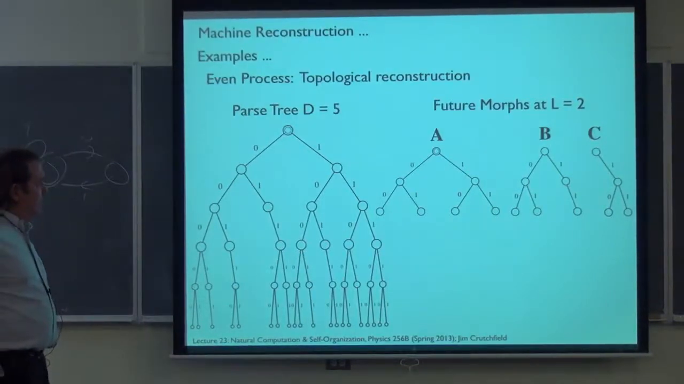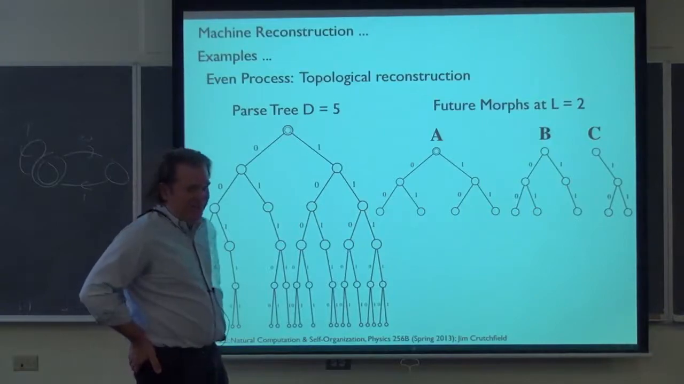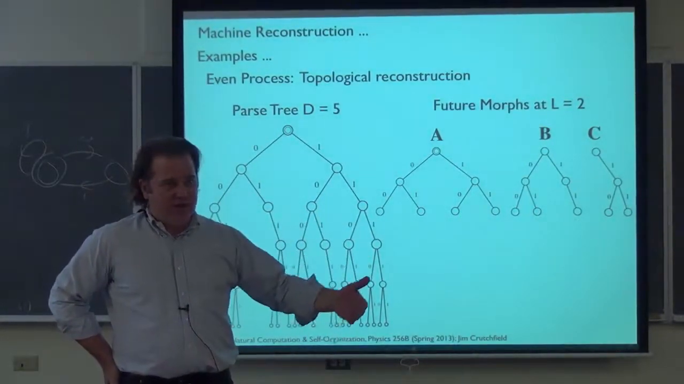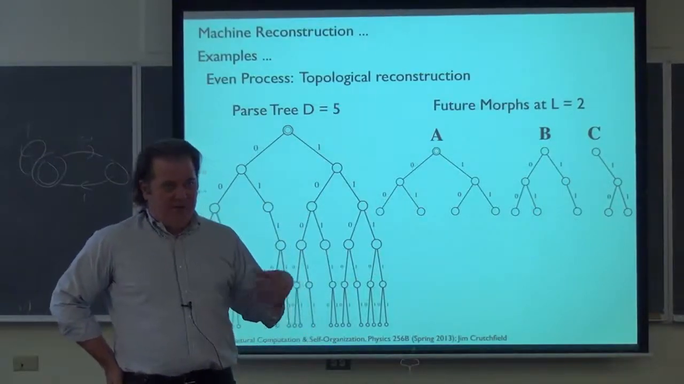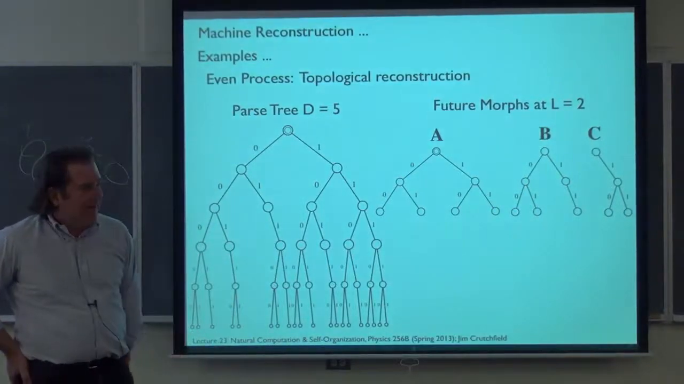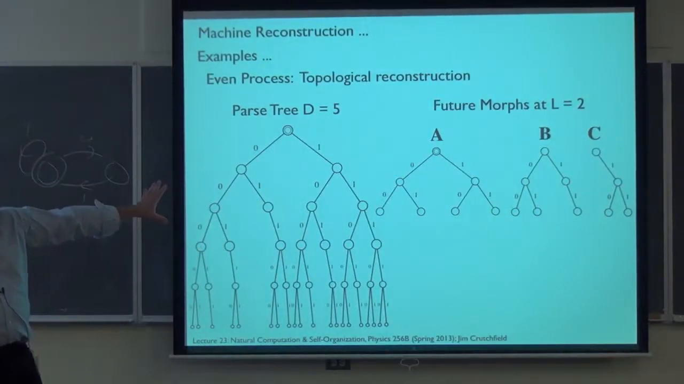If you know what the process is, there are ways of calculating how far you have to go ahead into the future and into the past to see all of the topologically distinct or probabilistically distinct causal states. Here, I'm just choosing the parameters so it works out.